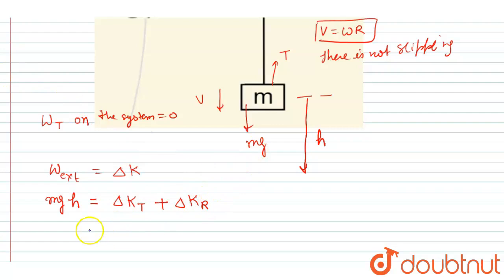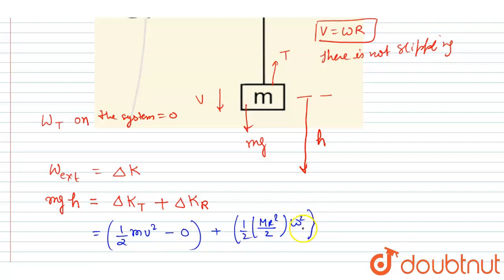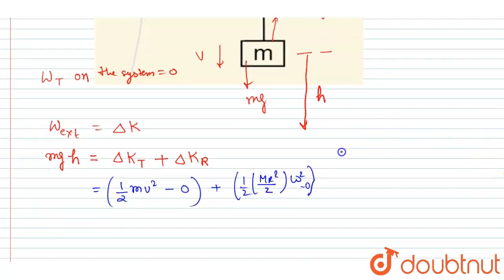Now if you see, the block is having a kinetic energy of half mv square, and initially it was having no kinetic energy. Now the disc is having a kinetic energy of mr square by 2 as the moment of inertia, half into omega square. So initially it wasn't having any rotational kinetic energy, so minus 0 is also here. Now omega is equal to v by r. So I will put the value of v equals omega r, and this is equal to mgh.